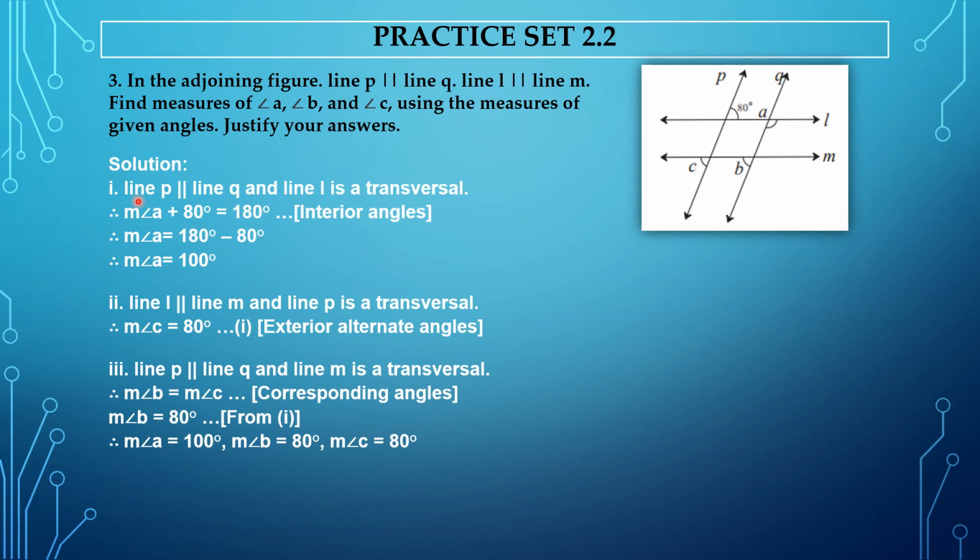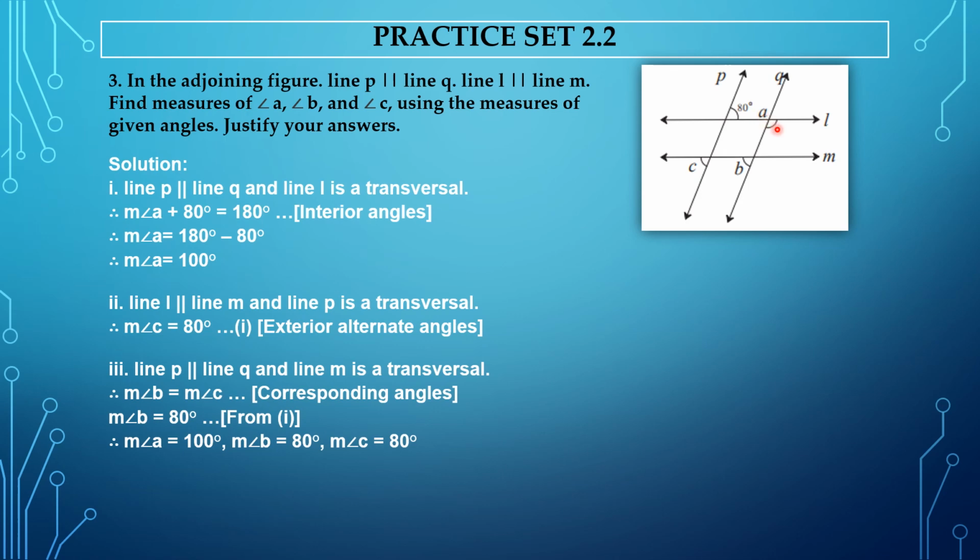Now first you'll write down which parallel lines we take. We have taken line P parallel to line Q. So line P parallel to line Q and line L is the transversal. We'll take one transversal first. So line L is a transversal. Now measure of angle A. This is here given A. So this A plus 80, it forms interior angles. So measure of angle A plus 80 degrees is equal to 180, interior angles. So measurement of angle A equals 180 degrees minus 80 degrees. So when you do the subtraction, you'll get measurement of angle A equal to 100 degrees.